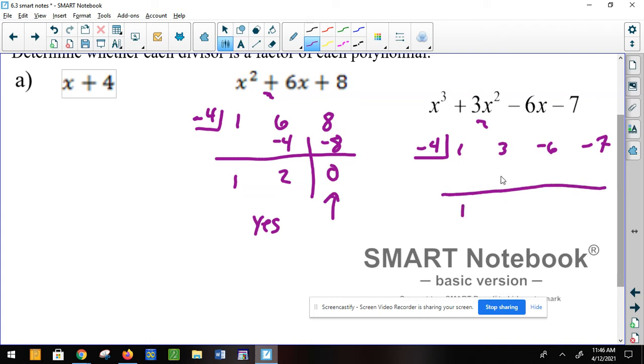Drop the 1. -4 times 1 is -4. You add down, you get -1. -4 times -1 is +4. You add down, you get -2. -4 times -2 is +8. You add down, you get 1.